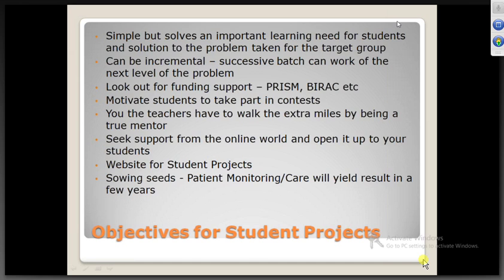So basically, we are all trying to sow seeds in terms of project ideas and project implementations through students' projects, and definitely there's going to be a lot of very, very patient monitoring, and I'm sure the results you can see only in a few years. It's not just some year or something like that. So be prepared to do that, and we must also be prepared by doing all our homework in terms of all the resources getting collected.